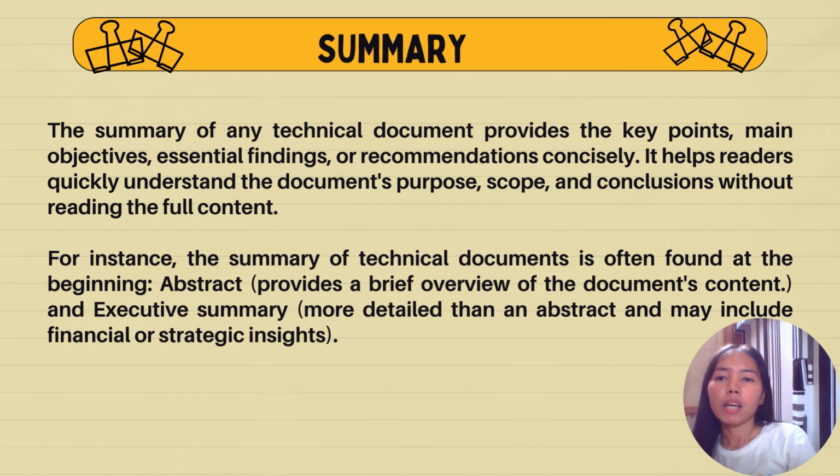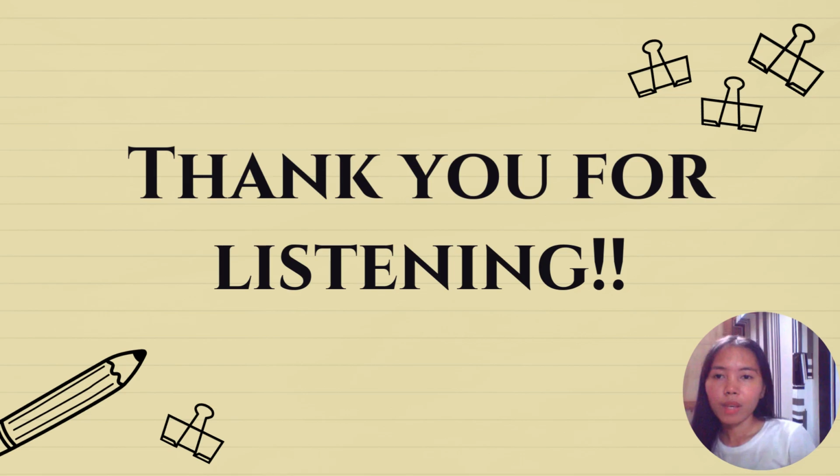So, to wrap it up, the summary of any type of technical document provides the key points, main objectives, essential findings, or recommendations concisely. It helps readers quickly understand the document's purpose, scope, and conclusions without reading the full content. For instance, the summary of technical documents is often found at the beginning, which are the abstract, where it provides a brief overview of the document's content, and the executive summary, more detailed than an abstract, which may include financial or strategic insight.